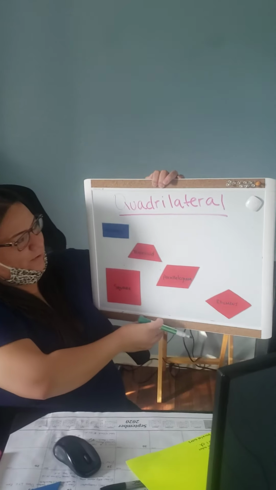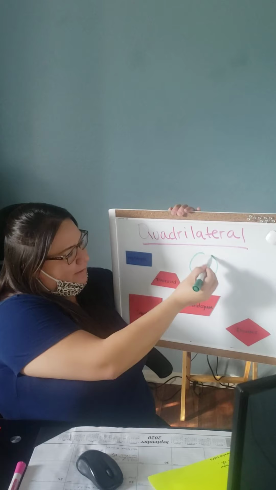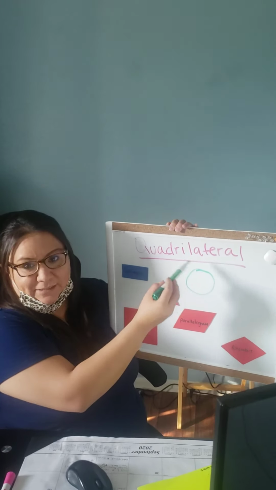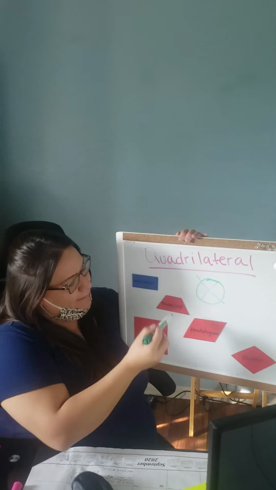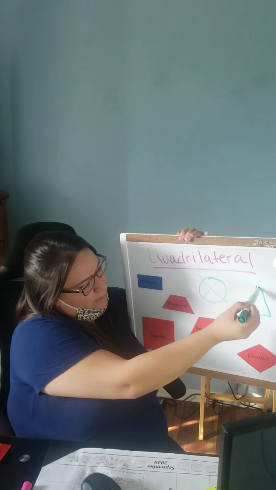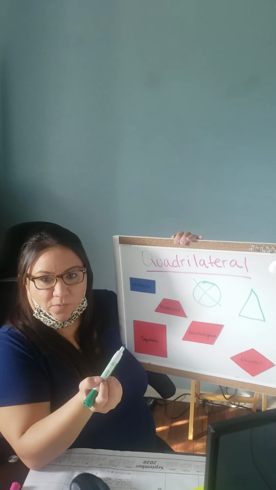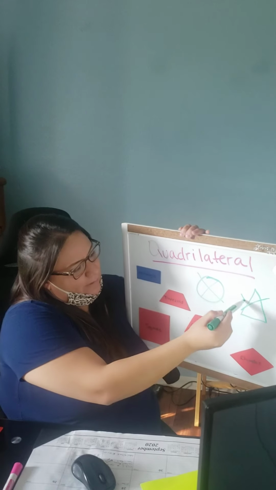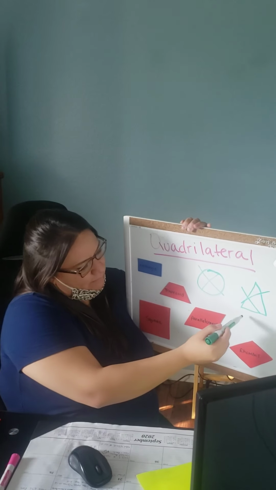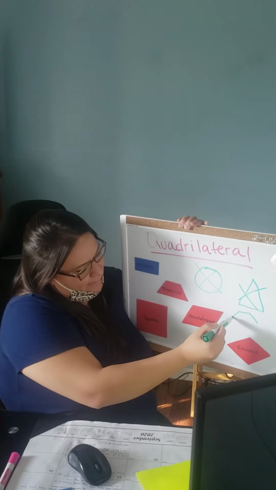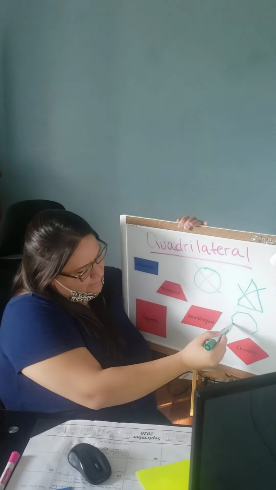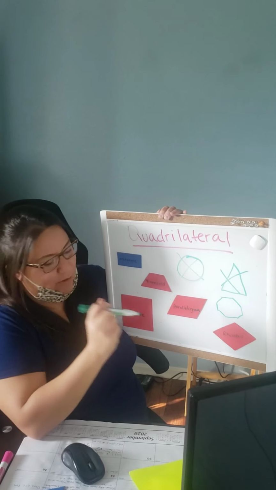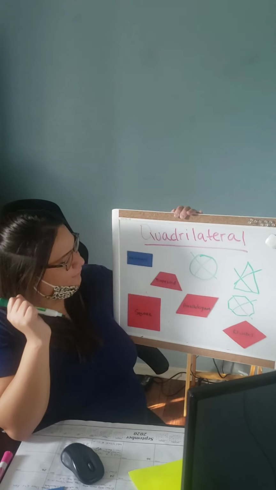So what would not be a quadrilateral? A circle is not a quadrilateral because it does not have any sides. It's just a round shape, so that's not a quadrilateral. We can do a triangle. That's not a quadrilateral because it only has 3 sides, tri. So that wouldn't be one. Maybe something like this. You've probably seen that shape before. That is not a quadrilateral because it also has more than 4 sides.